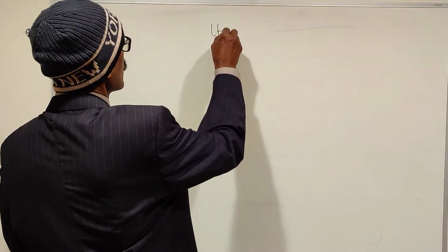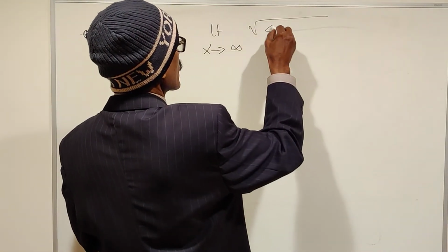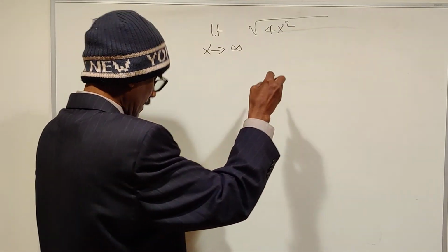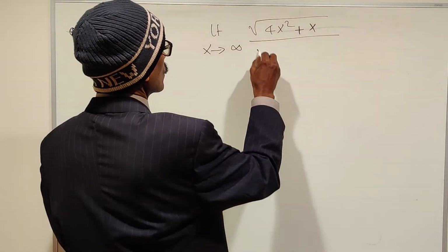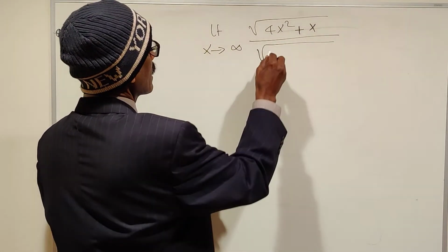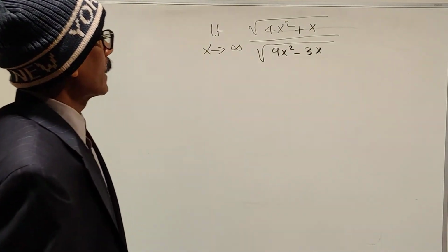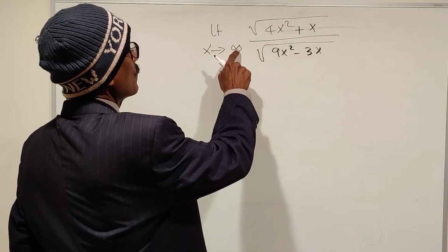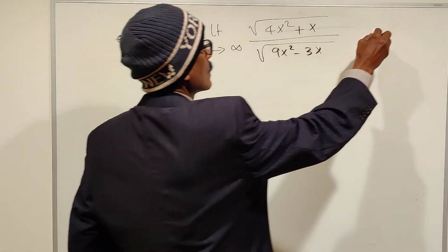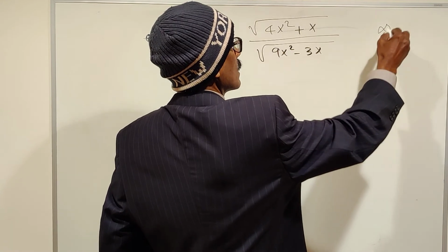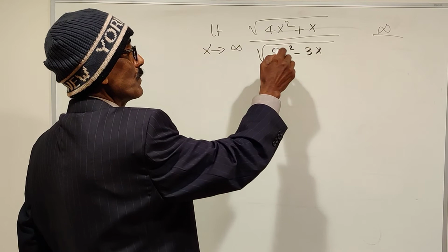limit x tends to infinite, square root of 4x square plus x divided by square root of 9x square minus 3x. Okay, here also when you substitute infinite, square root of infinite plus infinite is infinite. Square root of infinite is infinite, divided by, here also infinite minus infinite.